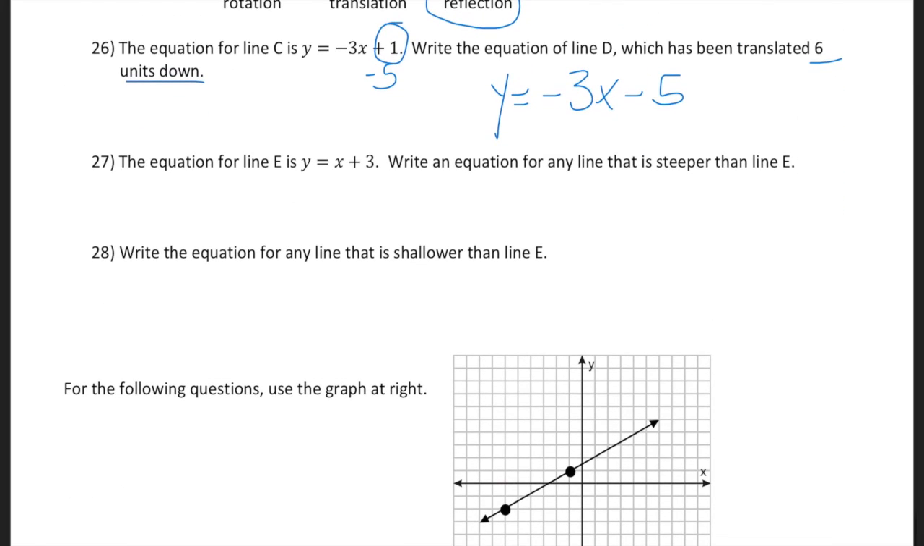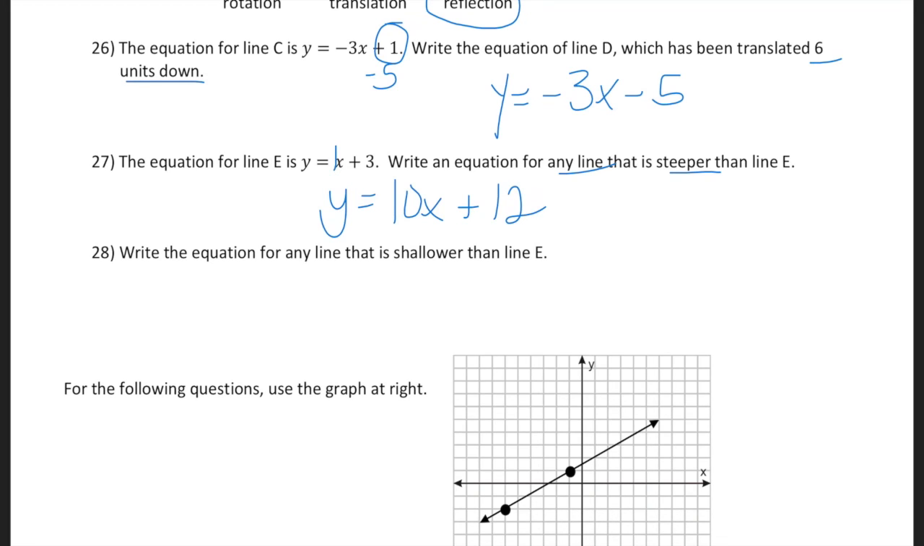The equation for line E is y equals x plus 3, right? An equation for any line that is steeper than line E. So right now the slope for line E is 1. Any number bigger than 1 would be appropriate. So 2, 3, 4, 10, I'll say 10x. And it says any line, so I'll make my y-intercept 12.